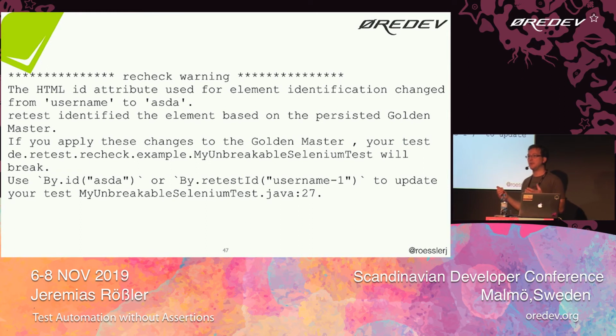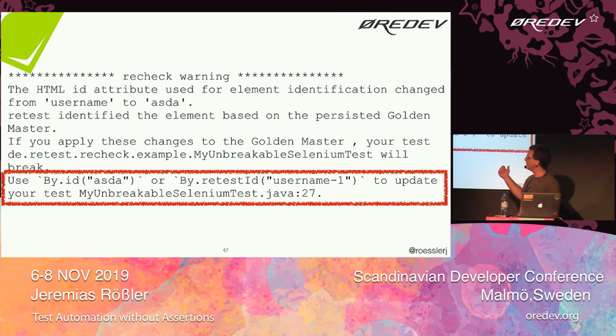Of course, if you maintain the golden master, if you now apply the change to the golden master and remove the ID in the golden master, then your test breaks. So it's not completely unbreakable yet. But we lock that. For now, we tell you, okay, if you apply the change to the golden master, then you have to use this new piece of code with a new ID that's been changed, or you can use a retest ID. And I'm going to tell you in a minute what that is. And you have to update this Selenium test. And because of reflection, we can even tell you which test in which method.